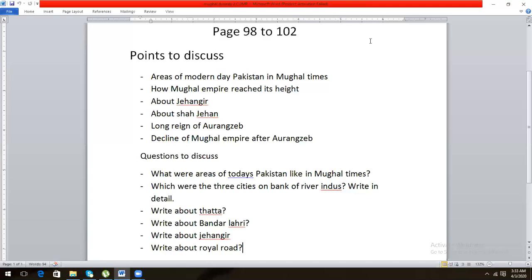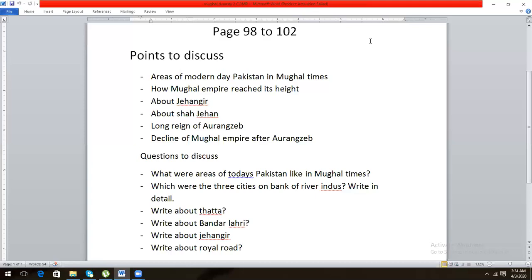Okay, so that was about these 3 cities on the bank of the river Indus, Bhakkar, Sakhar and Lori. But they had a rival town, that was Thatha. What happened with Thatha?